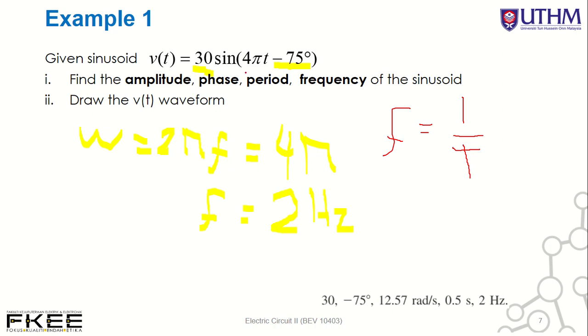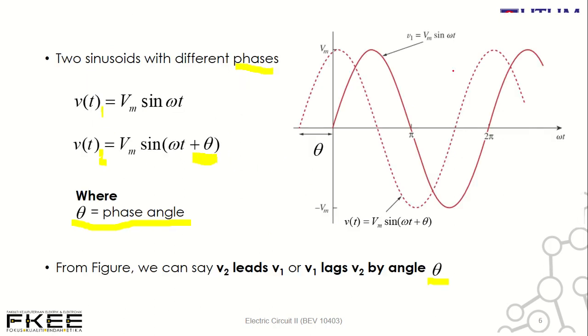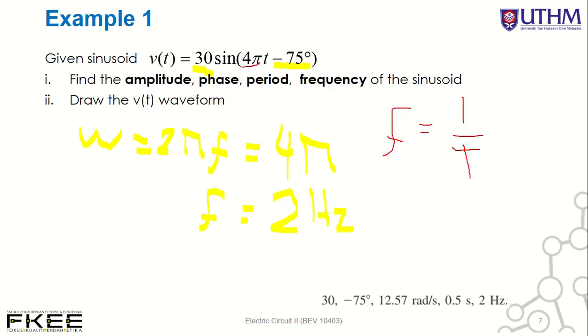Omega equals 4 pi, and we call this the angular frequency. And then you can draw this waveform. How to draw this waveform? Because we have a negative phase shift, our waveform lags and starts from here. This is the example about the sinusoid function.